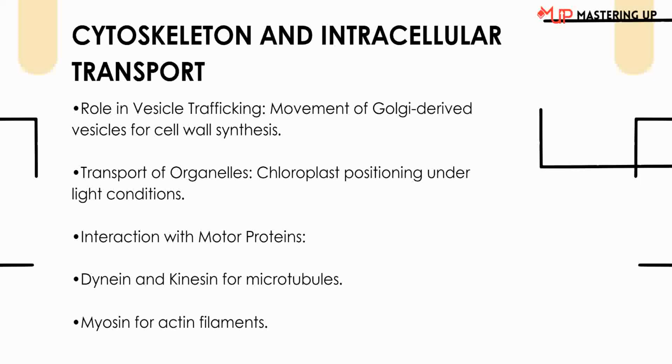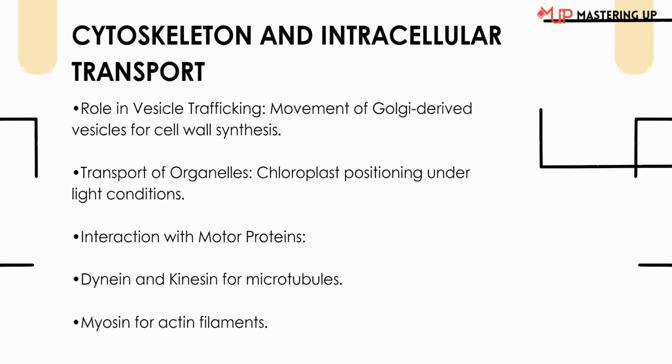The third is interaction with motor proteins. Motor proteins interact with the cytoskeleton to facilitate intracellular transport. These motor proteins walk along cytoskeleton tracks, microtubules or actin filaments, using energy from ATP hydrolysis.